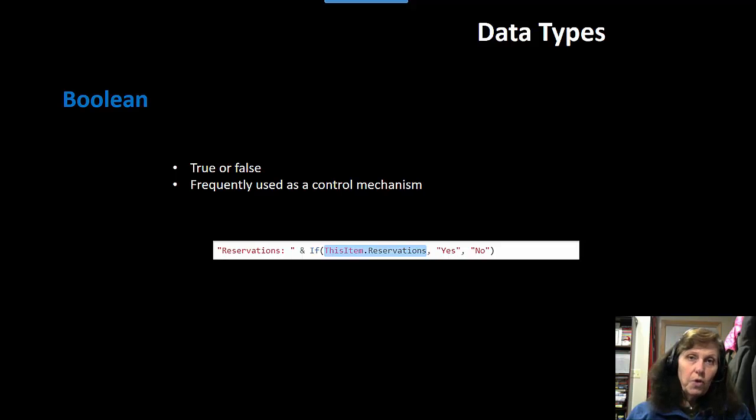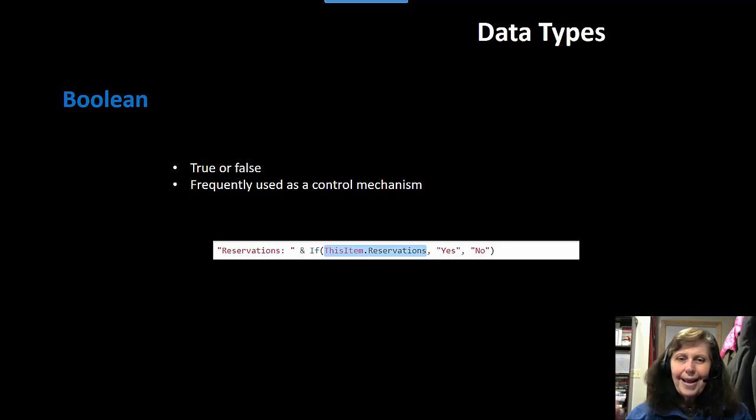And you can also test for false by saying exclamation mark, which is shorthand for not. So if exclamation mark ThisItem.Reservations would say if it's false. Okay, so it's just a quick shorthand notation that works just with Booleans. It's the only thing you can do that with. So in this case, the way the If statement is constructed, the first piece in the parentheses is what's your test. The second piece is what do you do if the test is true, and the third piece is what do you do if your test is false.